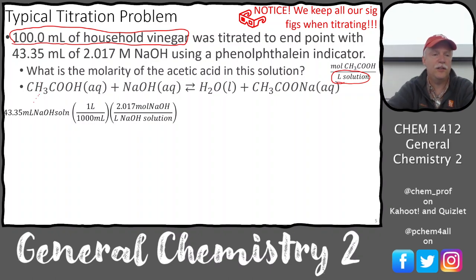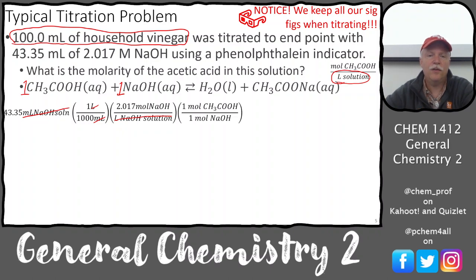And notice all of the units are canceling. We got the mL canceling here, the liters canceling here. And then we have moles of sodium hydroxide. And then we use this 1-to-1 ratio from the reaction. I've got 1 to 1. So we can convert directly from moles of sodium hydroxide to moles of acetic acid. So we just build this train until it gives us the units that we want on top.